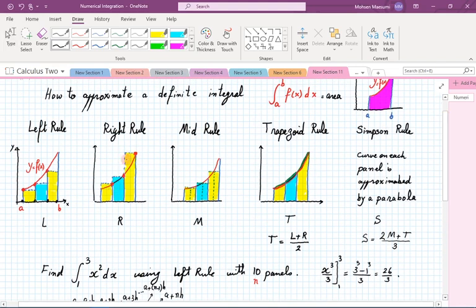At the right rule, the height of the very first rectangle is decided at the end of the rectangle, not at the beginning. At the end of the panel, not at the beginning of the panel. So in my problem, the very first height is 1.2. So that's one difference. And how about the very last one? Well, the very last one is the last point of interval, which is b. So in my problem, I'm going to end up at 3.